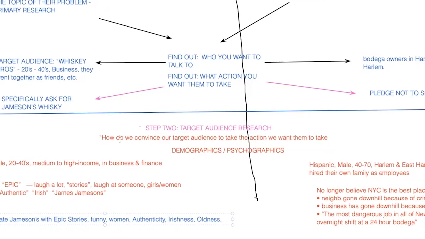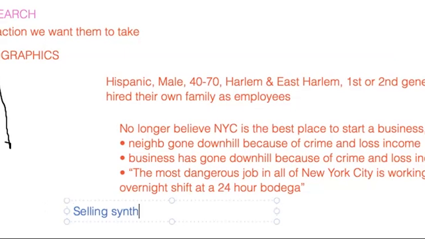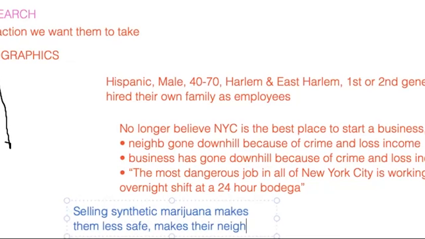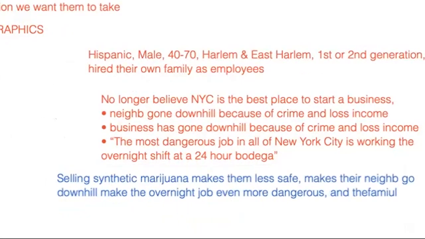In how we're going to convince the target audience to take the action we want them to take, the way we are going to do that is we are going to tell our target audience, our bodega owners, that selling synthetic marijuana makes them less safe, makes their neighborhood go downhill, and makes the overnight job even more dangerous for them and their family, since their families are also employees.